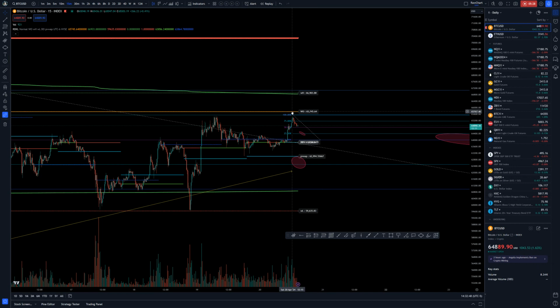I'm using no other indicators on the chart, just reading straight up price action. If we did add our momentum and bias indicators, we'd get a lot more information and we'd have a lot more confidence to trade around these levels.